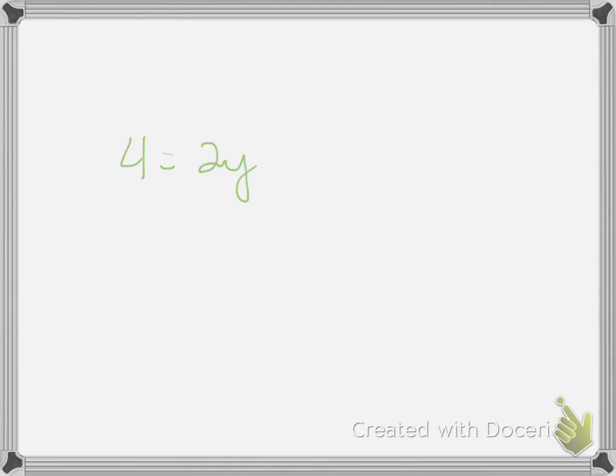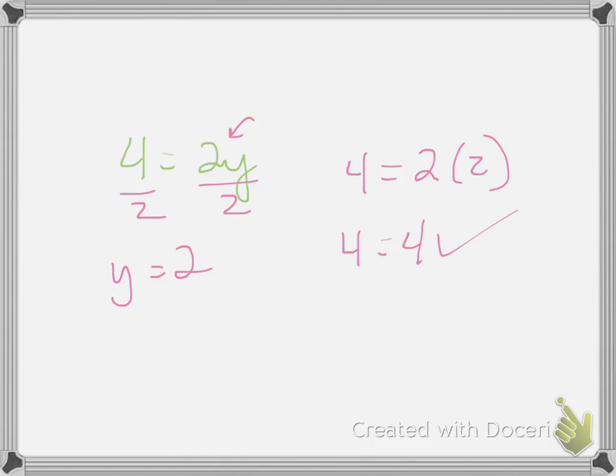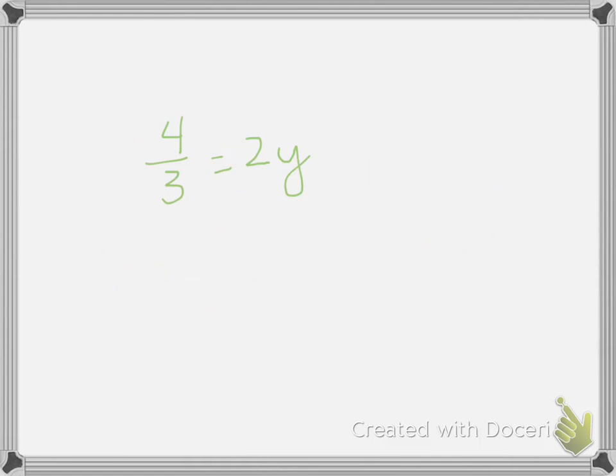If we're trying to get the variable by itself, because we're solving, if I'm multiplying, the opposite of multiplying is dividing. So to get y by itself, we divide. 4 divided by 2 is 2. Okay, we could plug it back in and check our answer. So replace y with 2. So 2 times 2 is 4. So we were right. So y equals 2.